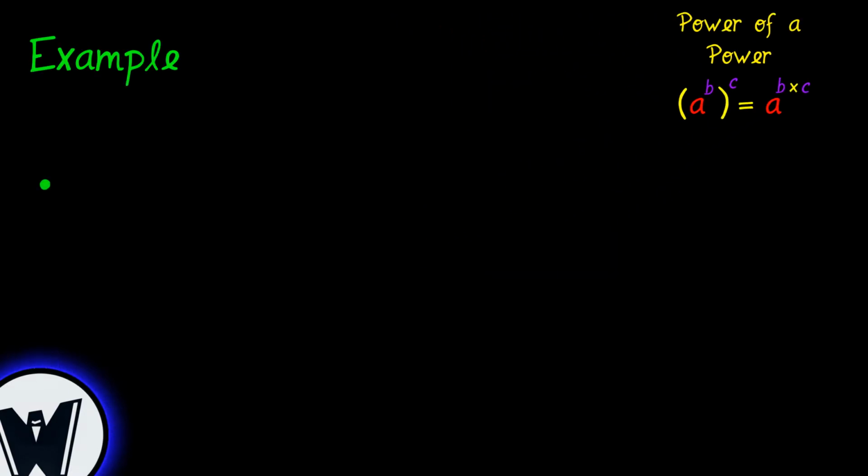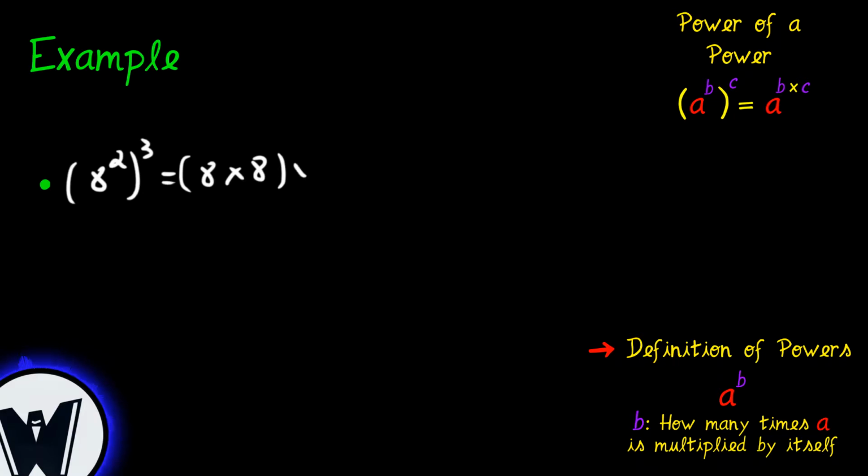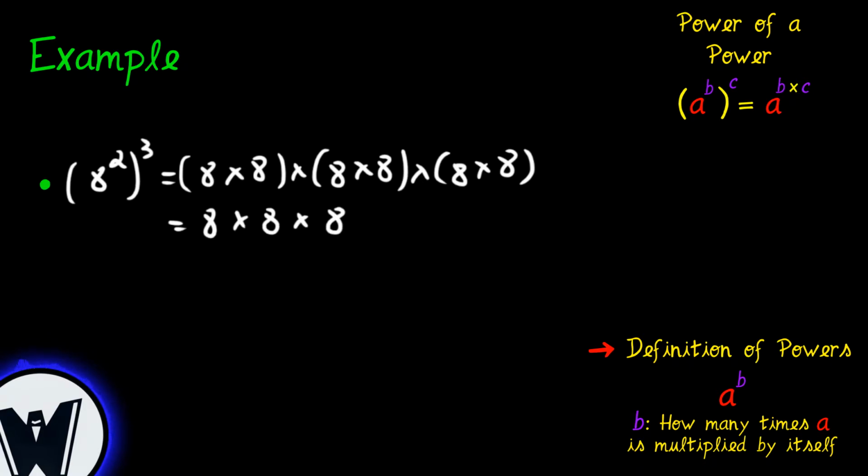For example, 8 squared to the power of 3. Here, we can use the previously stated definition of powers. By doing this, we have 8 times 8, that is 8 squared, multiplied by itself 3 times. Now, we just have to count how many 8s we have here, and that would be 6, also verified by the property of the product of powers with the same base, resulting in 8 to the power of 6.